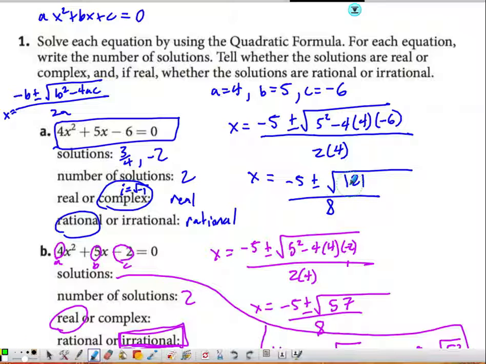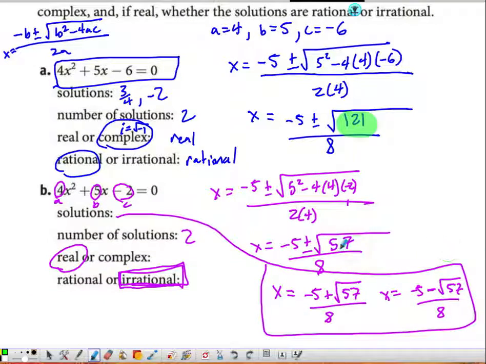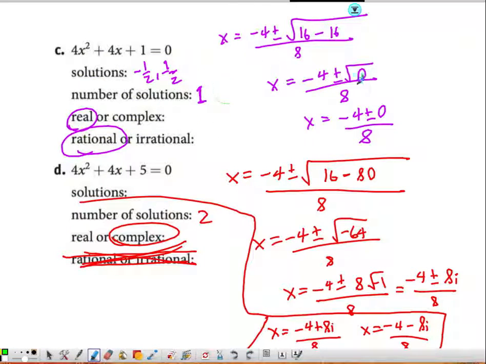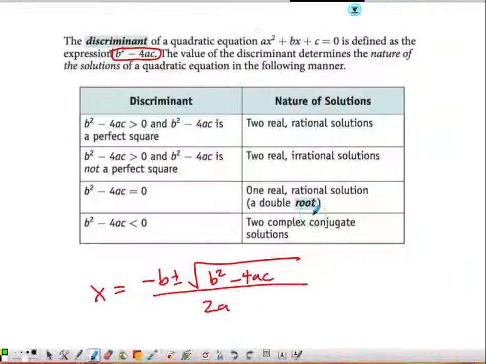As you can see here, my discriminant is 121. For question B, my discriminant was 57. For question C, my discriminant was 0. And then for question D, my discriminant is -64. Now, how do I know these are the discriminants? Well, remember, when I looked at my quadratic formula, my discriminant was simply whatever was underneath the square root.